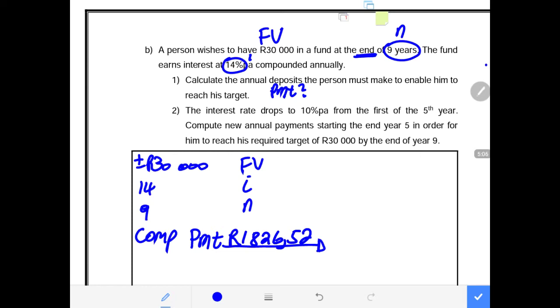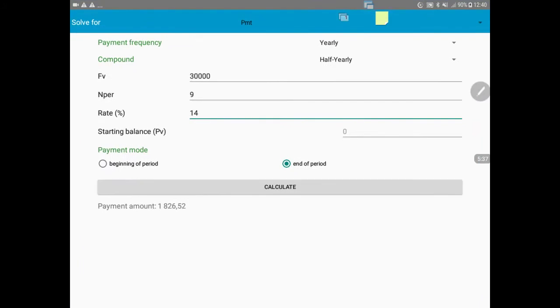Second function, alpha 00, plus minus 30,000 is the future value. 14 is the interest. 9 is N. Compute PMT. I get 1,865.05. I don't know why it's different. Just verify what the calculator said.